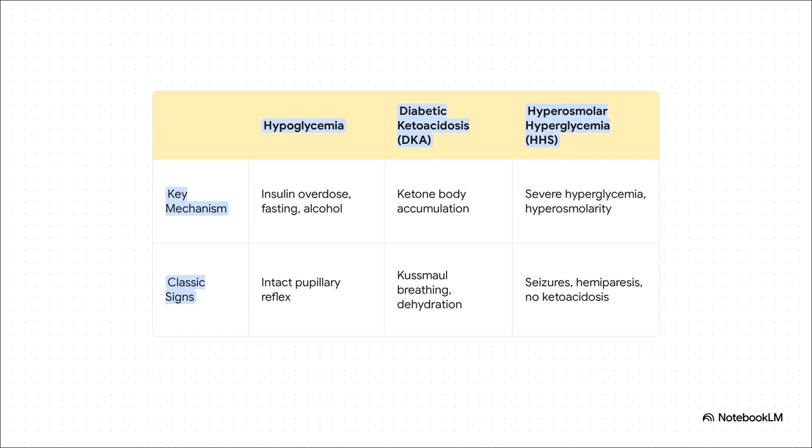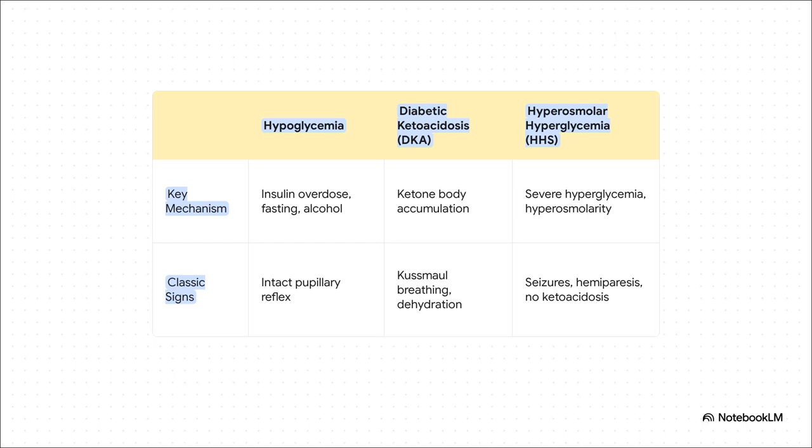First, you've got hypoglycemia, that's low blood sugar. A good clue here is that the pupillary reflex often stays intact. Then you have the high sugar emergencies. In DKA, the big problem is the buildup of acid from ketones, which leads to that classic deep, rapid breathing called Kussmaul breathing, as the body desperately tries to blow off acid.